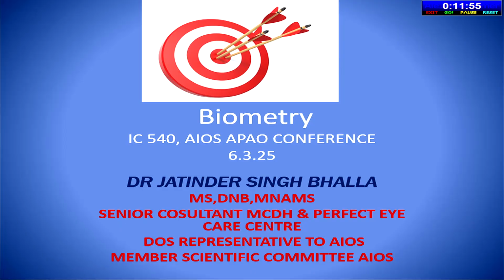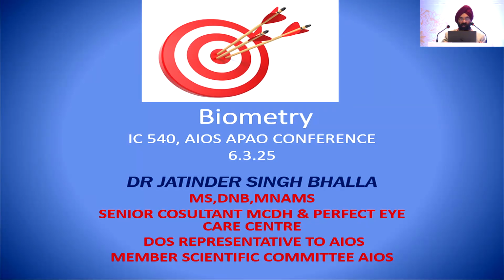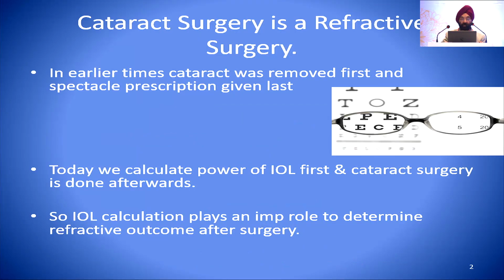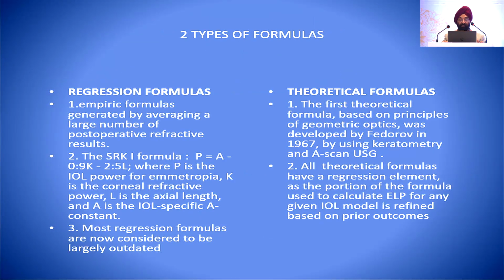So, as rightly pointed out, exact IOL power calculation is the first and most important step in how to have near emmetropia in all our cataract patients. See, in earlier times, cataract was removed first and spectacle prescription was given last. But today we calculate power of IOL first and cataract surgery is done afterwards.